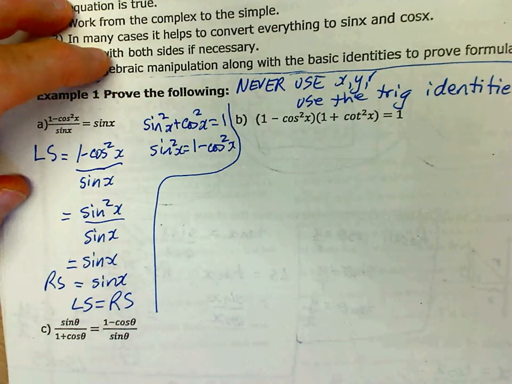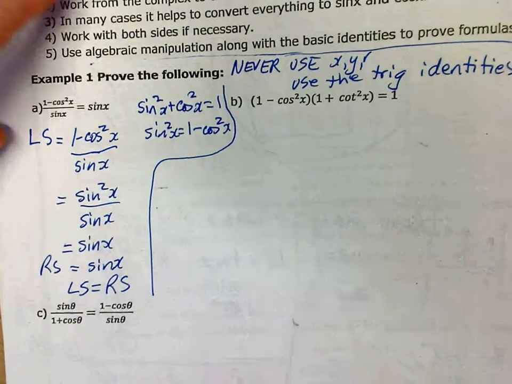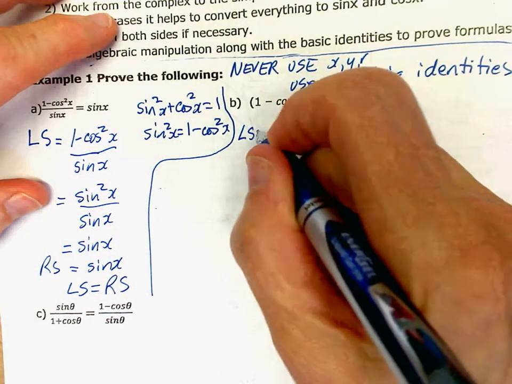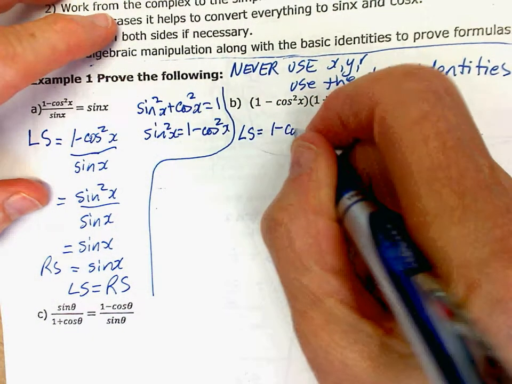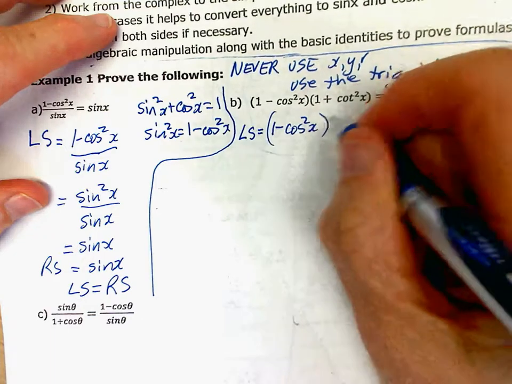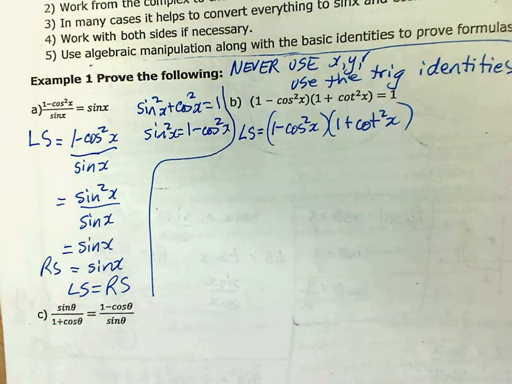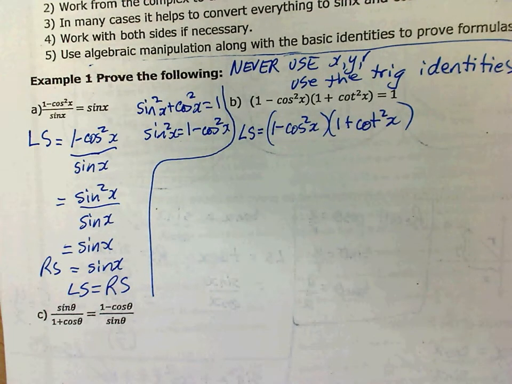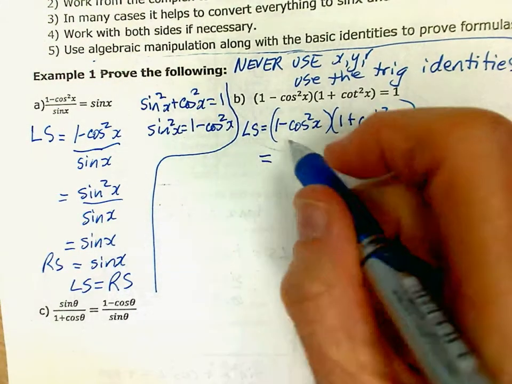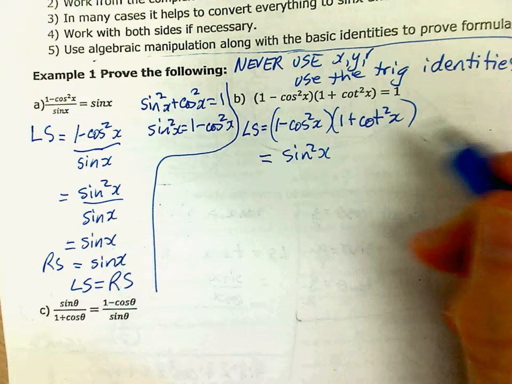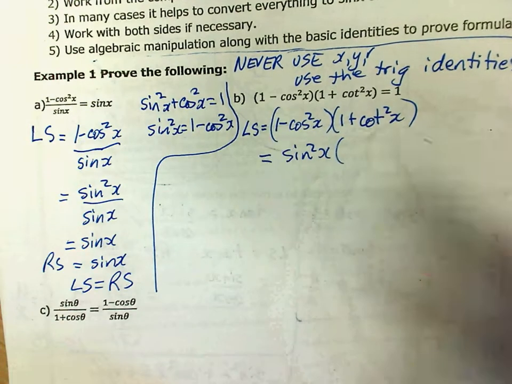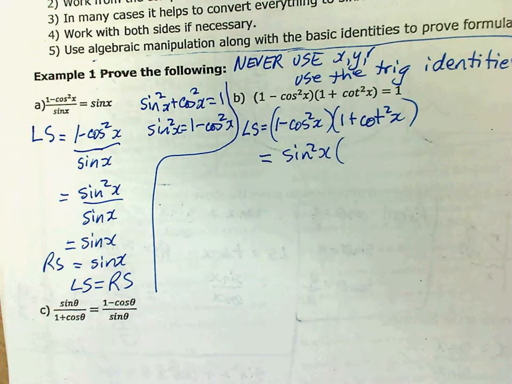Okay, let's try number 1b. Left side equals 1 minus cos squared x times 1 plus cotan squared x. Well, what is 1 minus cos squared x equal? That's from the last one, right? Do we have anything that converts 1 plus cotan squared x? Yes, cosecant squared x. Perfect.